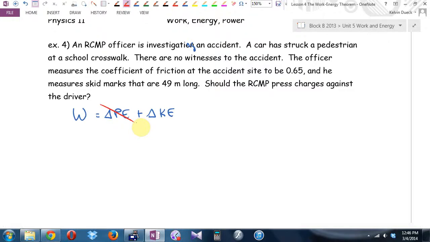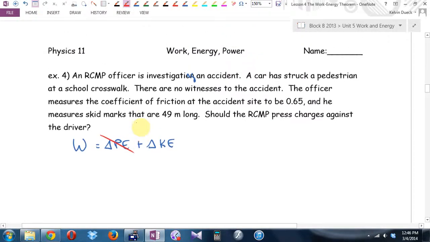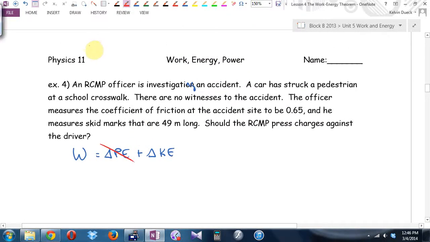What's changing anything? By the way, you want to memorize this if you haven't already. So if you don't know, you can write it right up here. Change in anything is always what? Final take away initial.